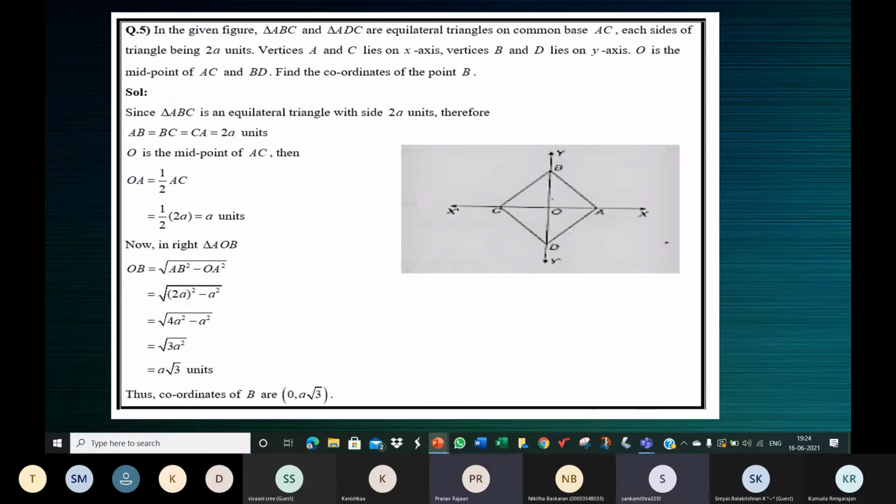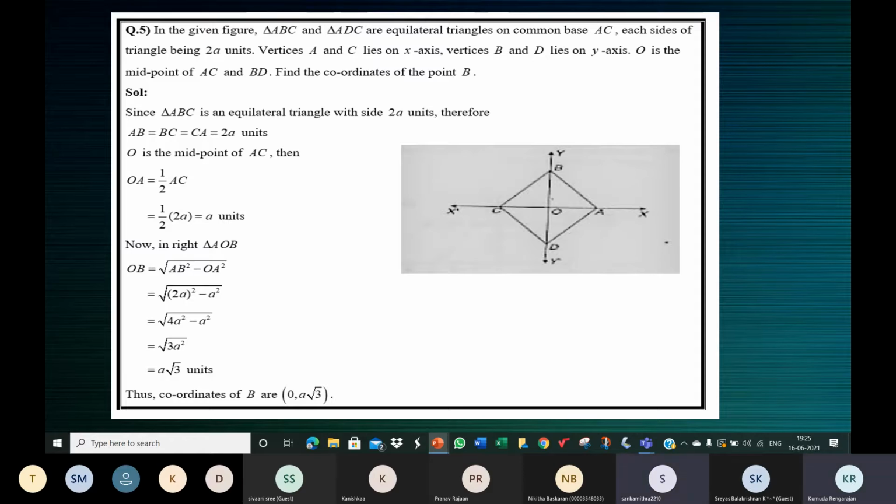So ma'am, the vertex of the triangle will be 0, root 3a, and the coordinate of vertex C will be minus 3a comma 0. How much is AC, Sangamitra? 2a. Okay. So which means how much is OA? Half into 2a, ma'am.